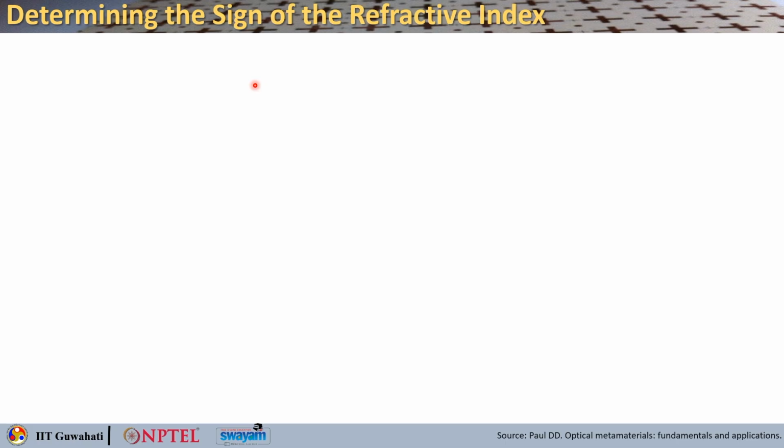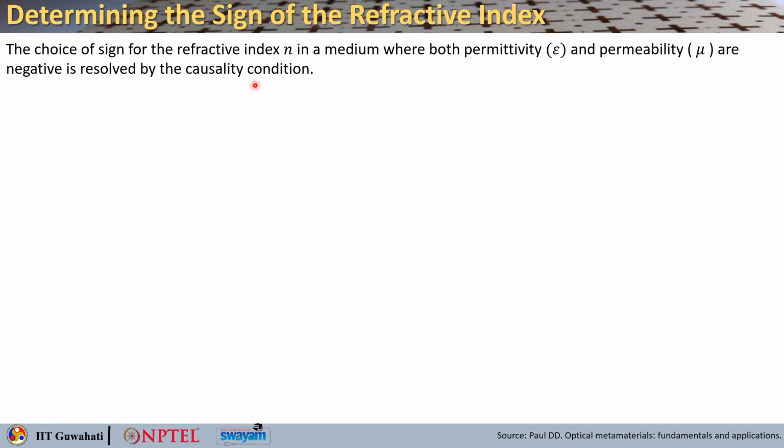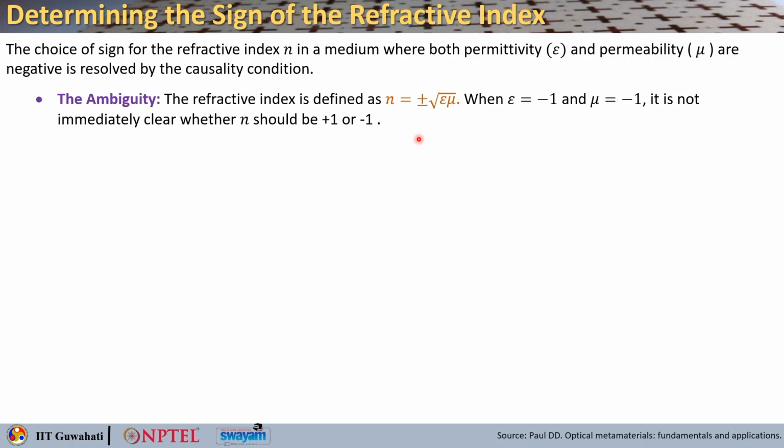So, first of all, what would be the sign of the refractive index? If you have a media where both permittivity epsilon and permeability mu are negative, the choice of the sign can be resolved by the causality condition. So, how is refractive index defined? Refractive index n is defined as plus minus square root of epsilon mu.